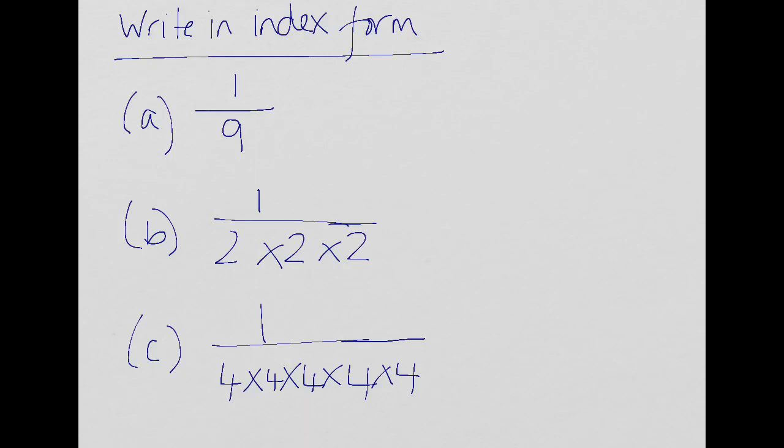Okay, so 1/9. This is 9 to the negative 1. This is 2 to the negative 3 because it's 2 cubed, but I'm dividing 1 by 2 cubed, so it's 2 to the negative 3, and this would be 4 to the negative 5, 1, 2, 3, 4, 5, because I'm dividing by 4 to the power 5. Okay? Lots of practice now, and then once you've really got that firm in your head, you can move on and do more challenging things with index form.